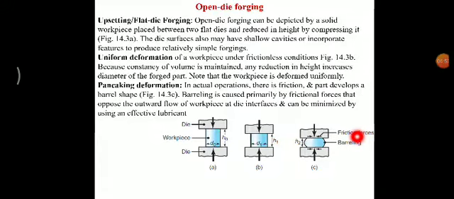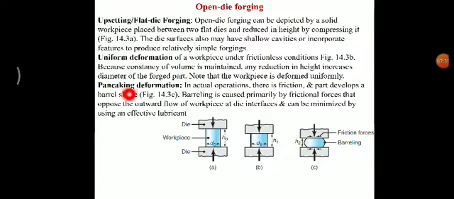Now here the different cases are there. Basically it is the upsetting die forging process. Now in the uniform deformation, the workpiece is under frictionless condition, meaning there is no friction. It's a fictitious, ideal process. Because of the constancy of volume maintained, any reduction in the height increases the diameter of the forged part. In this case, you will not get the figure like C. No barreling is there in the uniform deformation process.